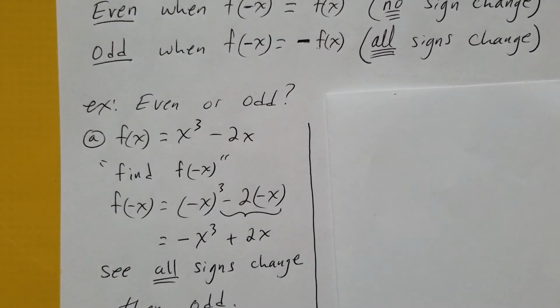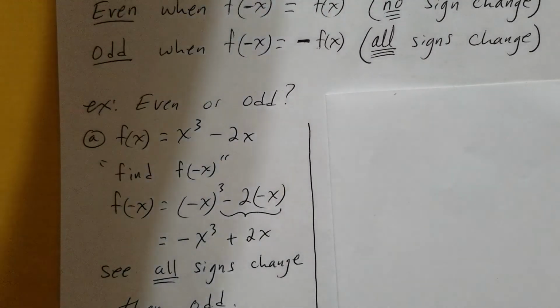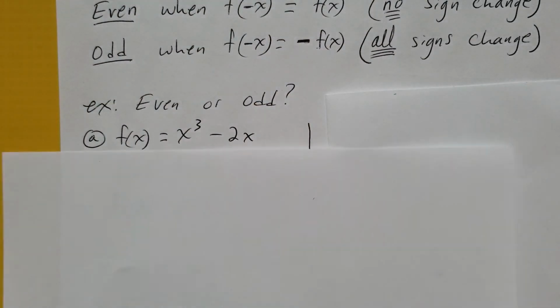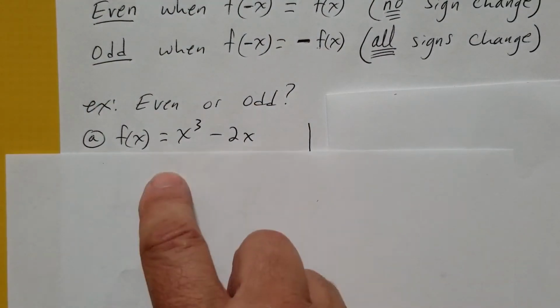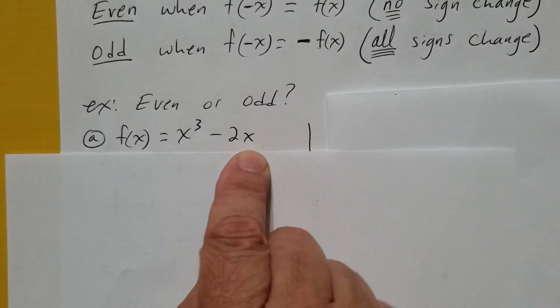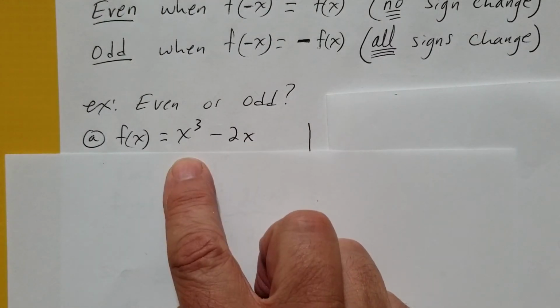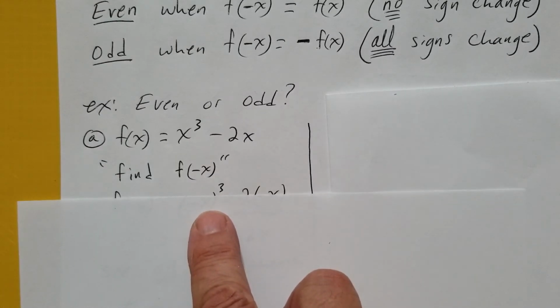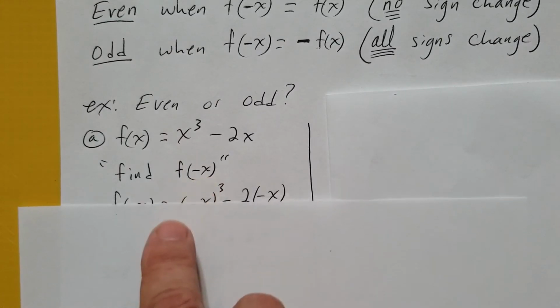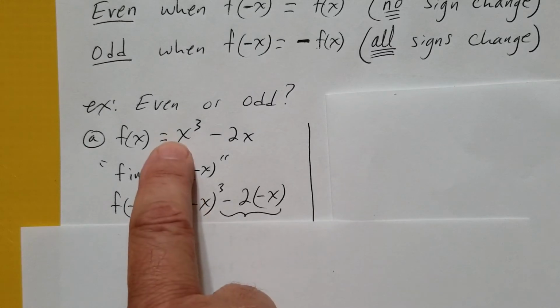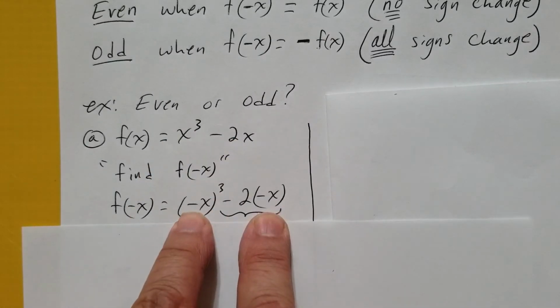The first one. Is this even or odd? x to the third minus 2x. Well, let's plug in negative x in both of them and see what we get. We're going to find f of negative x. So I plug in negative x here and negative x here.